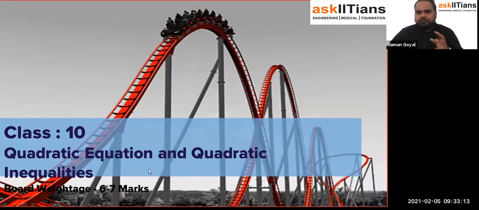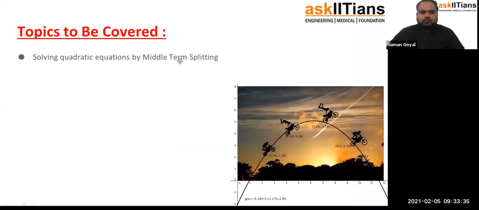As I told you in the previous lecture, this chapter carries a lot of weightage, 6 to 7 marks in board classes. In the previous class we learned about quadratic equations and quadratic polynomials, and the general standard form of a quadratic equation and quadratic polynomial. Now in this chapter we are going to learn about solving equations by middle term splitting.